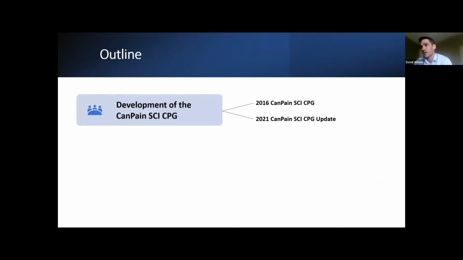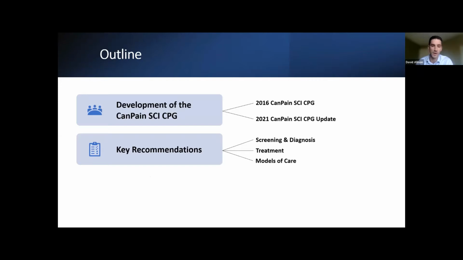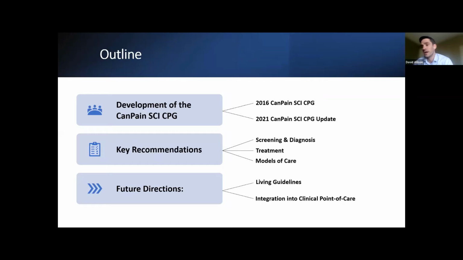For the talk, I'm going to start off by discussing a little about the development of these guidelines before getting into what the key recommendations are. These are going to be recommendations related to how neuropathic pain should be screened and diagnosed after spinal cord injury, what treatments should be selected, and also some information on models of care. Then I'll finish off with some future directions: where we're at currently with these guidelines and where we plan on taking them.